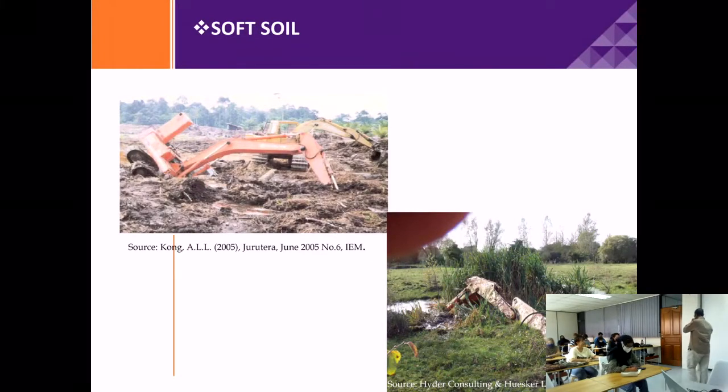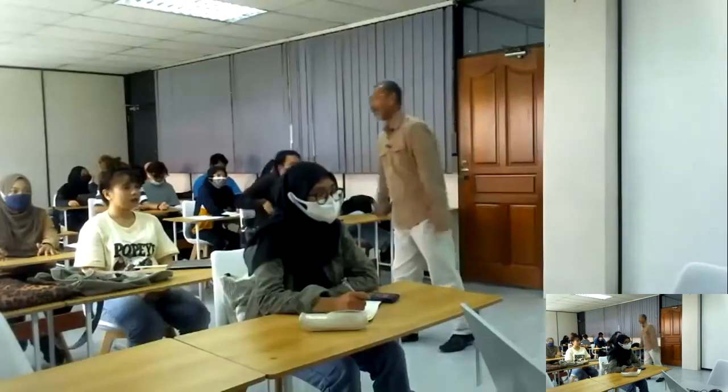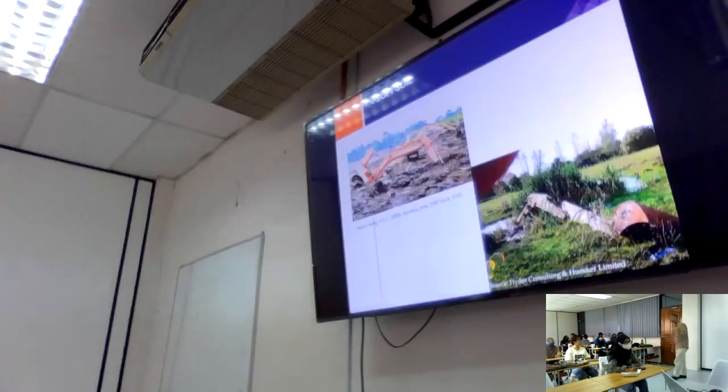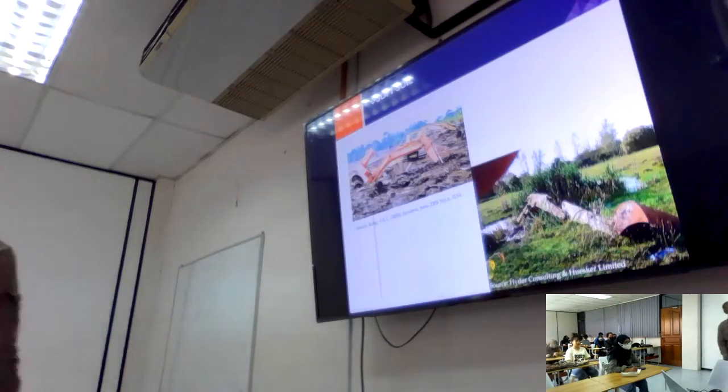Another issue is this kind of thing. You cannot even go into the site to do your work. How are you going to construct your road across this area if your machine cannot go in? I mean, if your machine cannot go in, you don't expect to hire a lot of labor to bring in materials by, for example, wheelbarrow or anything like that. So how are you going to solve this problem? We need to strengthen the soil first before we can go in. So we don't want to see this kind of thing happen.